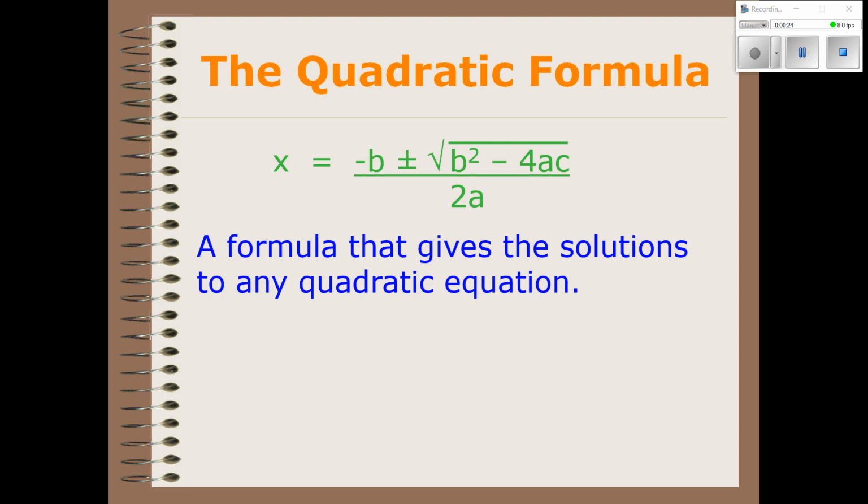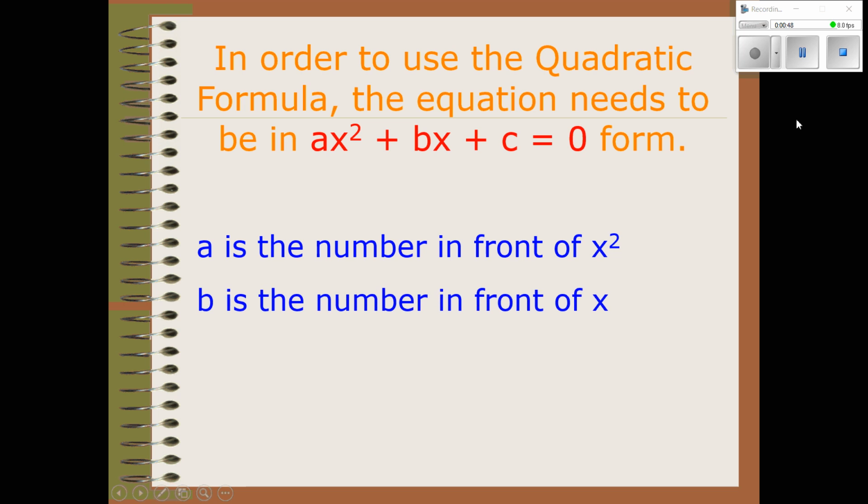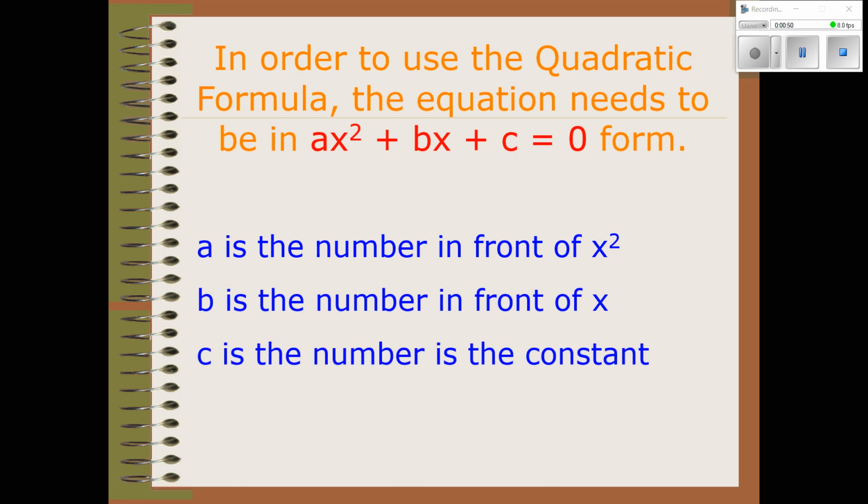This is a formula that gives you the solution to any quadratic equation. Doesn't matter what the quadratic equation is, this will work. In order to use the formula, the quadratic equation needs to be in this form: ax squared plus bx plus c equals 0. The important part here is that it equals 0 on the right side of the equation. A is the number in front of the x squared, then you have your b term and your c term, right? Same thing we've been doing before.